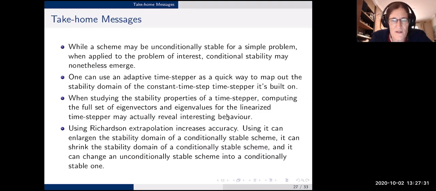Another take-home message is that you can use an adaptive time stepper as a way of exploring a stability domain. There's separate stuff that we did on using Richardson extrapolation that I'm happy to talk with anyone who cares about. And the adaptive time stepper is wonderful, but the moment you actually want to know what the eigenvectors look like, you have to compute the linearization. So let me show a quick video, just because it's kind of cool.